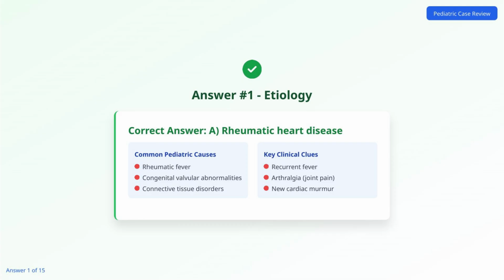The history of recurrent fever and joint pain suggests rheumatic fever, which remains a significant cause of aortic regurgitation in pediatrics globally. Other important causes include congenital bicuspid aortic valve, which is the most common congenital cardiac anomaly, and connective tissue disorders like Marfan syndrome, which typically presents with additional skeletal findings.